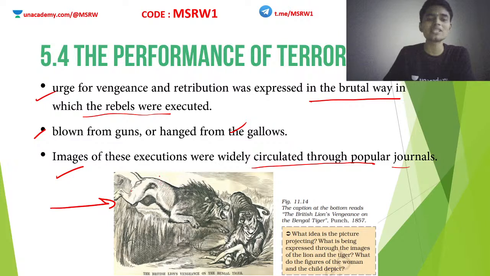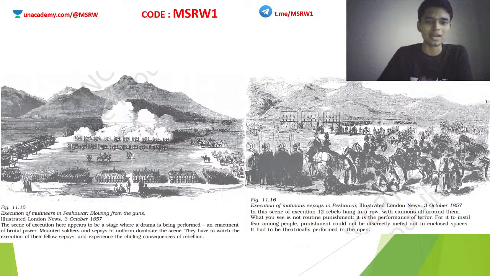And here in this image, the lion is actually attacking a Bengal tiger, which means the Britishers are taking vengeance on the Indians. Okay, you can see another image here where the Indian people are basically blown using guns.